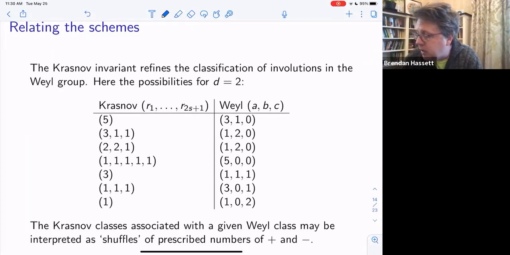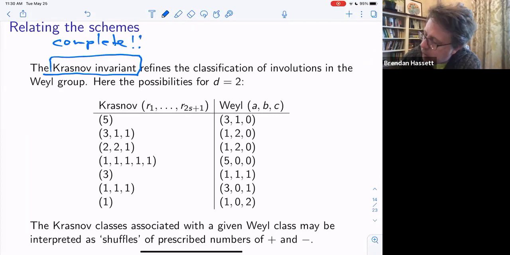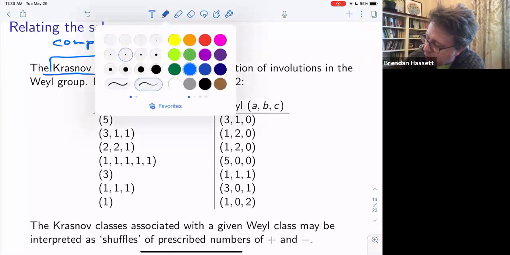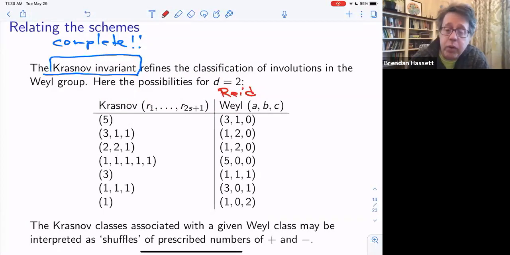So we have the Krasnov invariant. And let me just emphasize again, this Krasnov invariant is a complete invariant. And then we have, maybe I should call this the Wall or the Reid invariant, which is what we get from looking at the corresponding involutions in the Wall group associated with complex conjugation. And so we get those invariants.